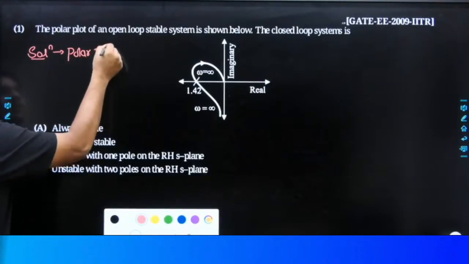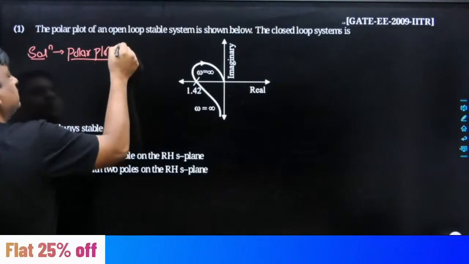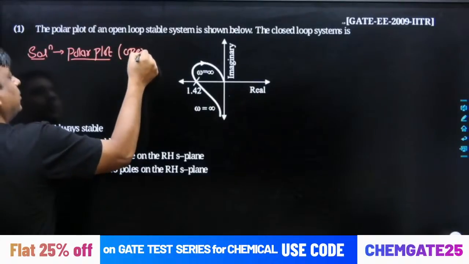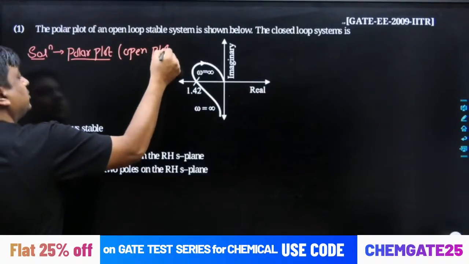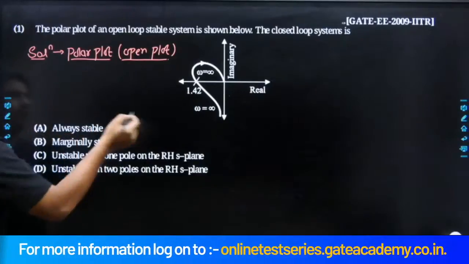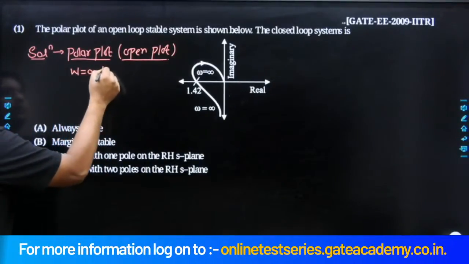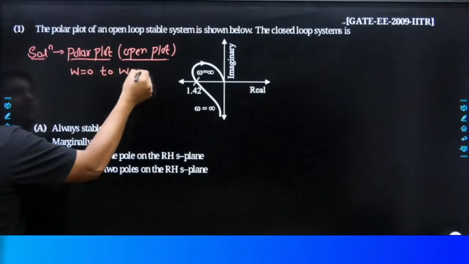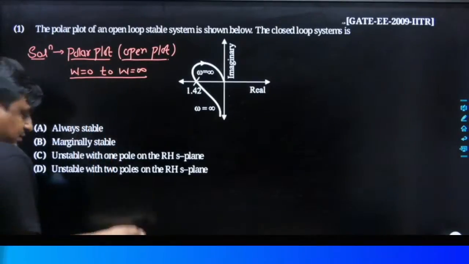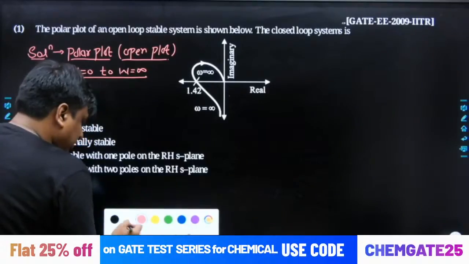How did I know about it? Because it was an open plot. It was not getting closed properly, or virtually speaking, it was starting from omega equals 0 and going till omega equals infinity. Yes, sir. Anyways, a little change I would like to introduce within this problem.